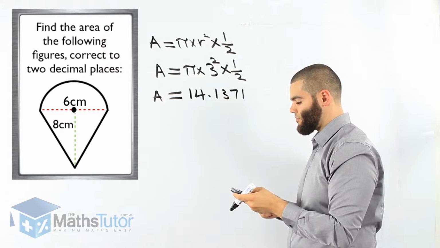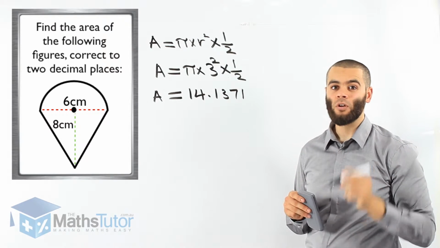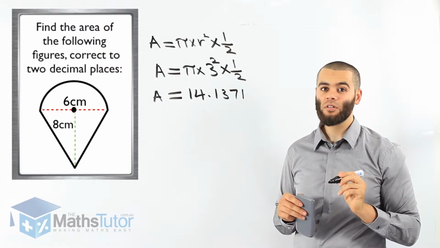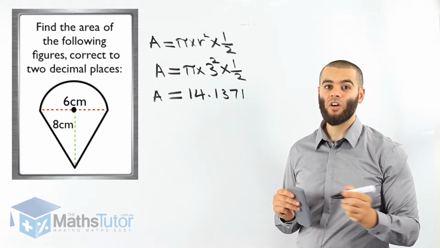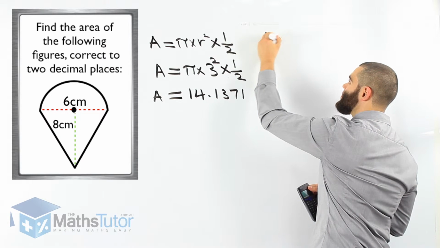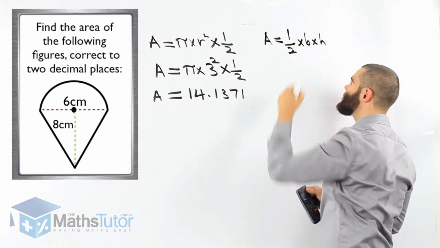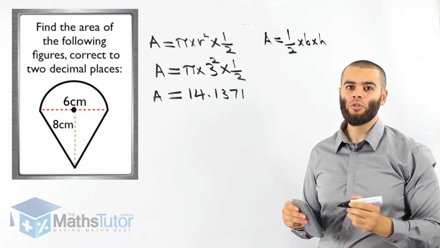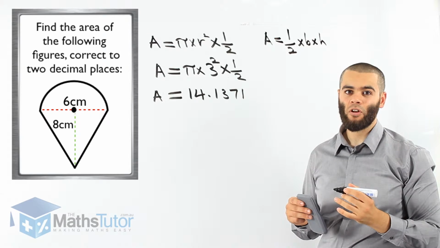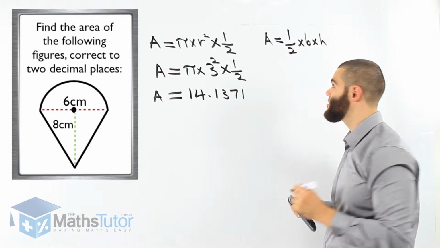Now we're going to work out the area of the triangle. What's the formula for an area of a triangle? You need to know it. Half times base times height. Area of a triangle, half times base times height, or BH over 2. Two different formulas, but they are the same. They are written differently, but they are the same.